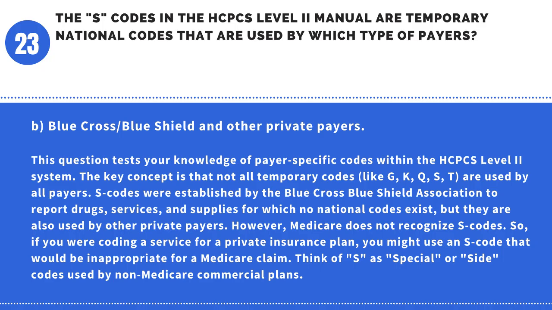This question tests your knowledge of payer-specific codes within the HCPCS Level 2 system. The key concept is that not all temporary codes, like G, K, Q, S, T, are used by all payers. S codes were established by the Blue Cross Blue Shield Association to report drugs, services, and supplies for which no national codes exist, but they are also used by other private payers. However, Medicare does not recognize S codes. So, if you were coding a service for a private insurance plan, you might use an S code that would be inappropriate for a Medicare claim. Think of S as special or side codes used by non-Medicare commercial plans.